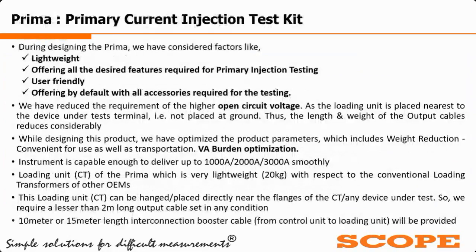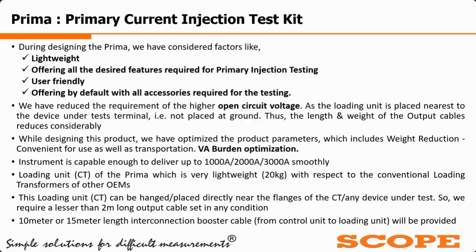So PRIMA, that is the primary current injection test kit. During the design of PRIMA, we considered the user's points, that is, the instrument should be lightweight. So we have manufactured the instrument to be lightweight. Then we are offering all the desired features required during primary current injection testing. The instrument is very user friendly and offers by default all the accessories required during the testing. However, we have reduced the VA burden, optimization, and open circuit voltage.